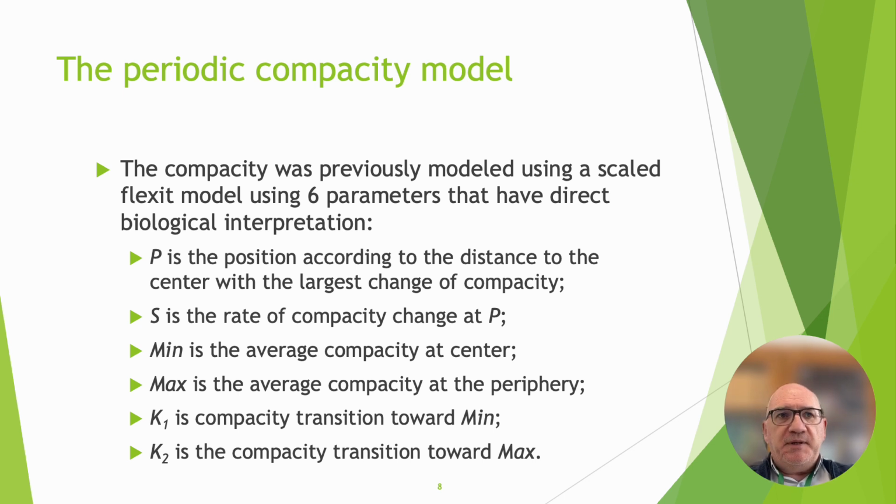The parameter P is the position, according to the distance to the center, with the largest change of compacity. S is the rate of compacity change at P. Mean is the average compacity at the center. Max is the average compacity at the periphery. K1 is a compacity transition toward mean, and K2 is a compacity transition toward max.